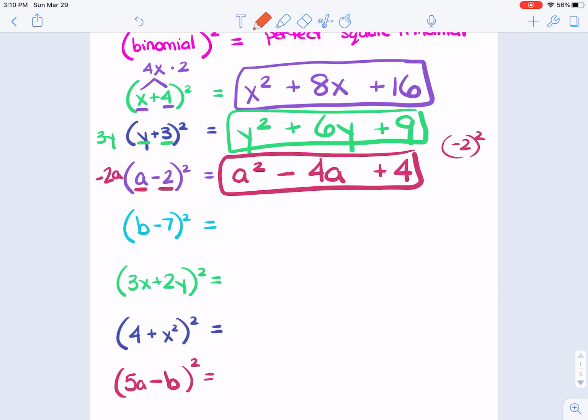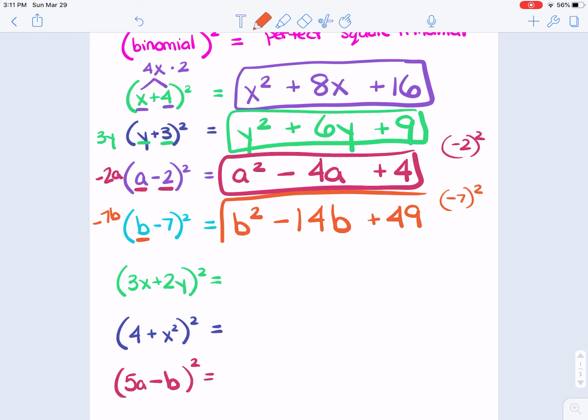Okay, next one. Again with the subtraction sign. I've got b. I'm going to square the first one, which is b squared. Square the second one. Again, when I square a negative number, it becomes positive. The third term is always going to be positive. That's one of the things that makes perfect square trinomials so magical. Next, I'm going to multiply b times -7. That gives me -7b. And then I'm going to double that, which gives me -14b. And that's my answer.